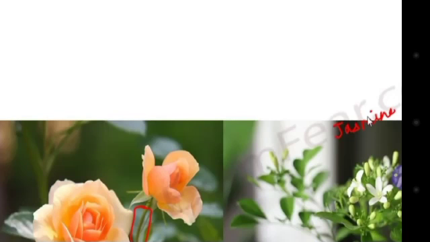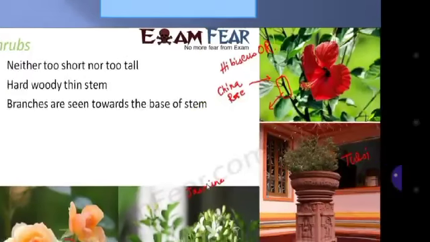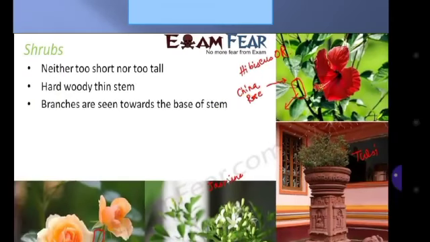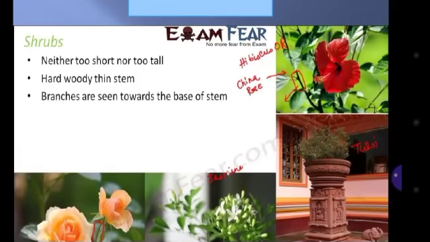Here the branches are seen toward the base of the stem. So as the plant grows, you see more and more branches toward the base. Some examples of shrubs are rose, China rose, jasmine and tulsi.